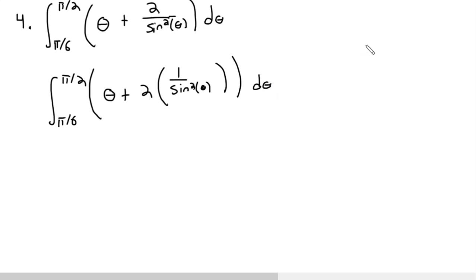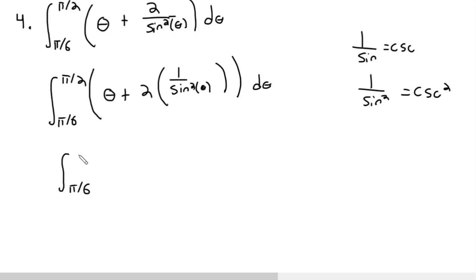Well, 1 over sine squared, remember 1 over sine, that's the same thing as cosecant, right? 1 over sine squared, that's the same thing as cosecant squared. So, and I'll get rid of these parentheses too, just to kind of show that we don't need them. So plus 2 cosecant squared d theta. And remember, cosecant squared is something we can integrate, right? That's definitely something we can integrate.